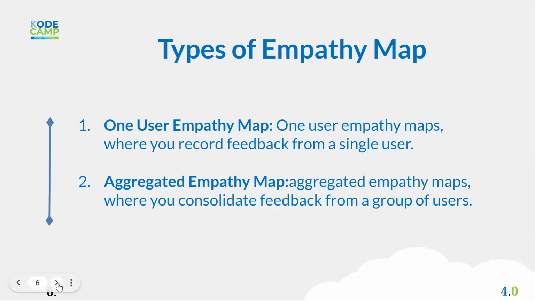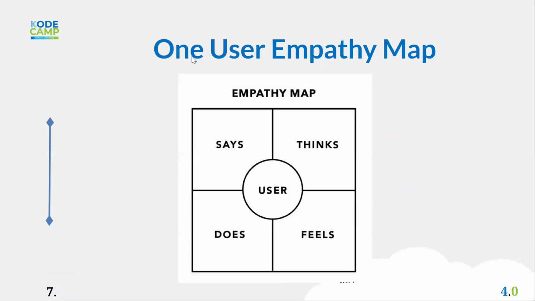So this is what a user empathy map looks like. You have a quadrant, it's four squares. You have Says on the top left side. Then you have Does on the bottom left square. Then you have Think on the top right square. Then you have Feels on the bottom right square. So one empathy map is used to record feedback from one single user.